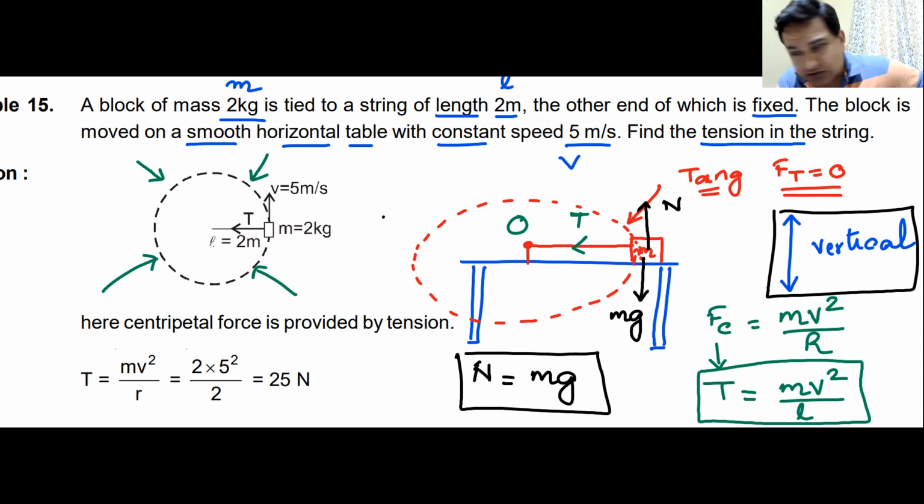Then I move on to the third axis, the perpendicular axis, the vertical axis. N is upwards, mg is downwards, N must be equal to mg. And that is how I solve the problem. Am I clear with this concept? I'll give you a minute to note this question down and I'll be back after a minute.